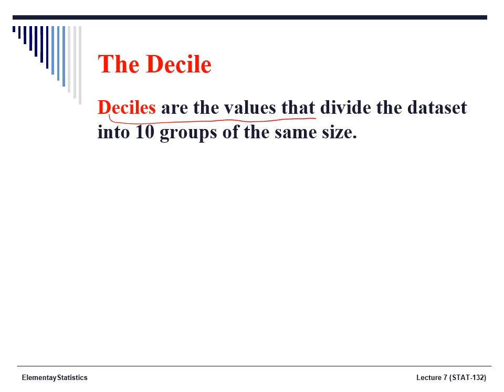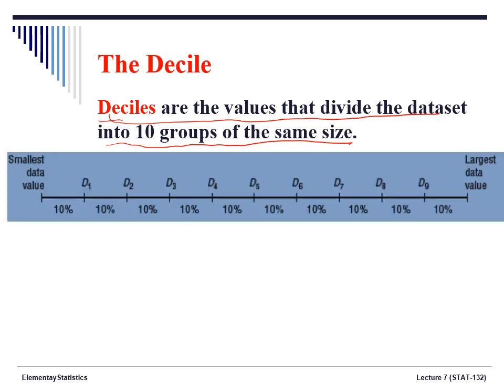Deciles are the values that divide the data set into 10 groups of the same size. They're like quartiles, but we divide the data into 10 groups. So we have 9 deciles, and each decile leaves 10% of the data behind. D2 leaves 20% of the data behind, and D3 leaves 30%. So it goes like this: you basically divide the data into 10 groups, and these separators are the deciles.